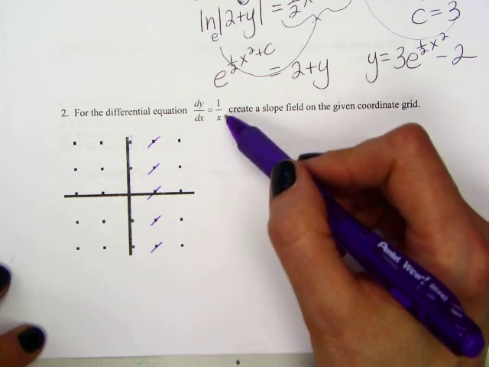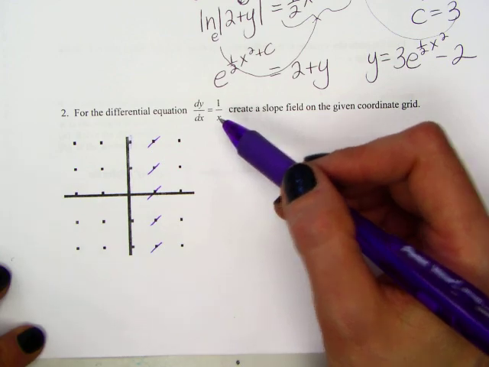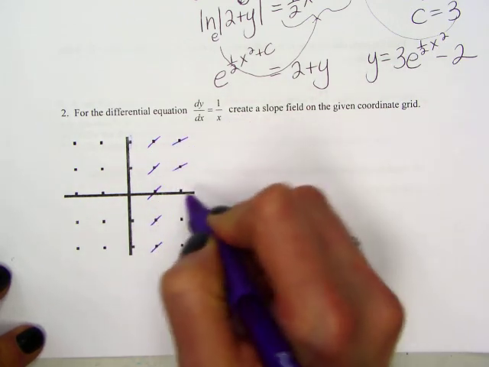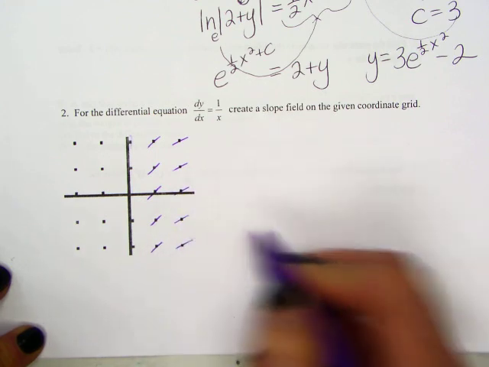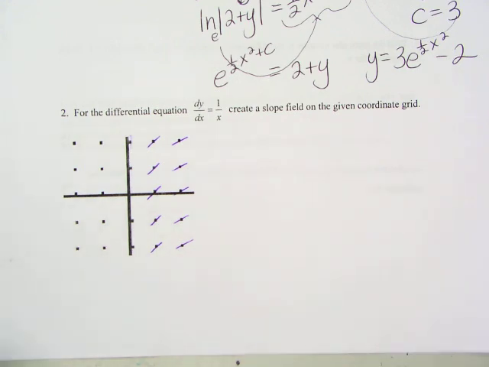When you plug in 2, remember that it's 1 over 2. So 1 over 2 would be a half. So I want to make it not as steep as my slope of 1. Right. Figure out what's happening on that other side.